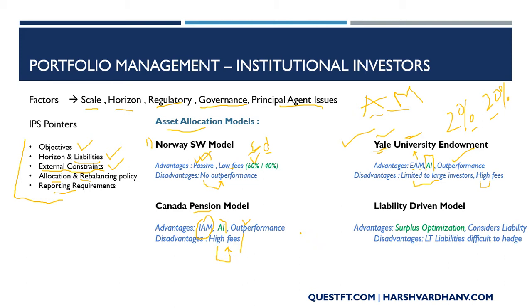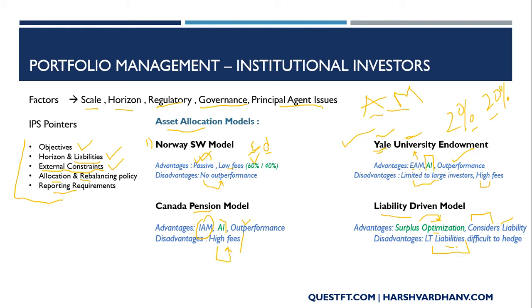The fourth one we have done is in fixed income, it's a liability driven model, wherein the focus is on the surplus optimization. After funding all your liabilities, whatever assets are left, only that is looked at for optimization, and it considers liability. All these other three models are asset based models. This is the liability based model.